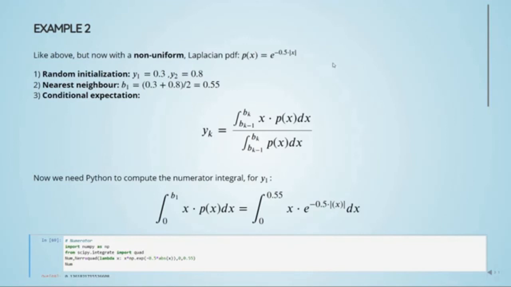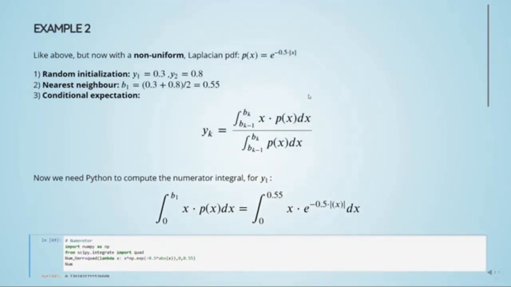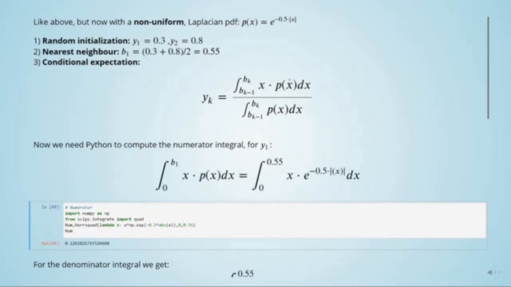So we will do the same thing. We will randomly initialize values of y1 and y2. So it will be 0.3 and 0.8, and we will calculate the nearest neighbor rule. So we have b1 as the average between these two values, and we have this. But now in our conditional expectation, we have to take into consideration the PDF of the Laplacian distribution. So before it was 1, very simple to calculate, but now we have to include this formula here inside here.